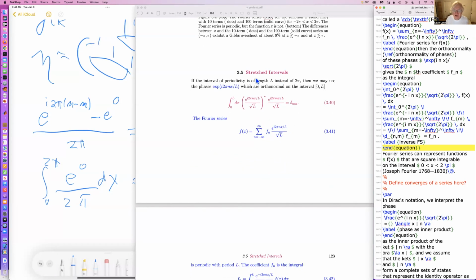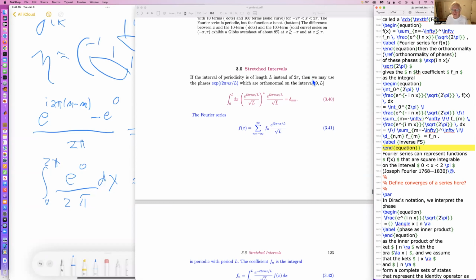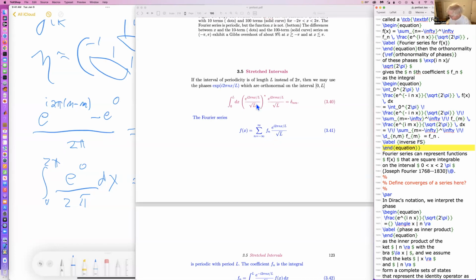Anyway, stretched intervals. Instead of using an interval of length 2 pi, you can use an interval of length L, and what you do is you just rescale the exponential. By the way, there was a typo here, so the correct phase is e to the i 2 pi nx over L, and these are orthonormal on the interval 0 to L if you then divide by the square root of L.